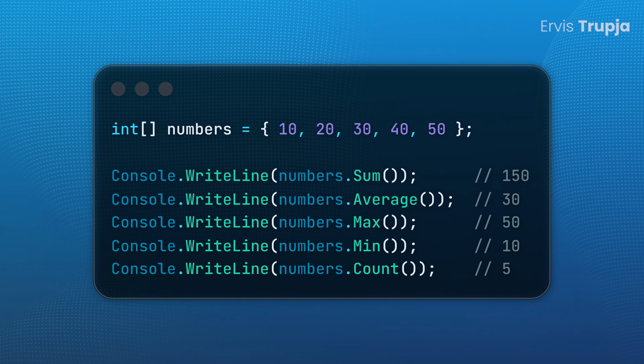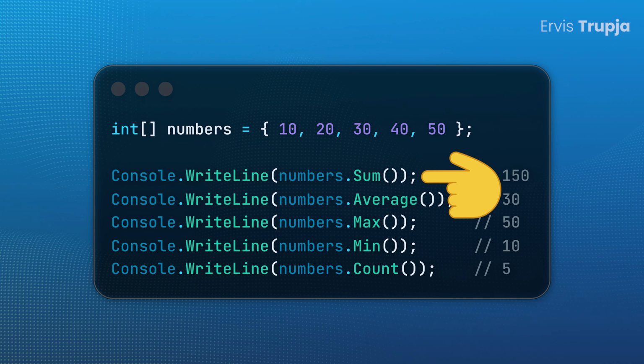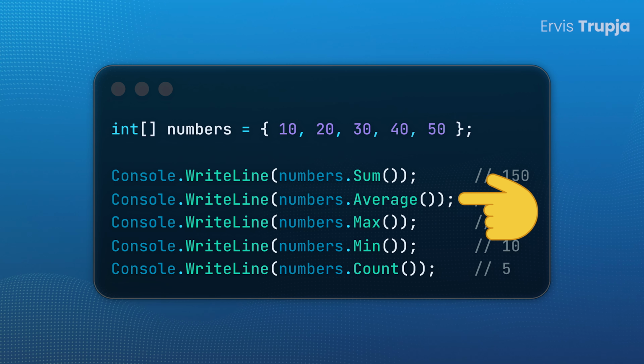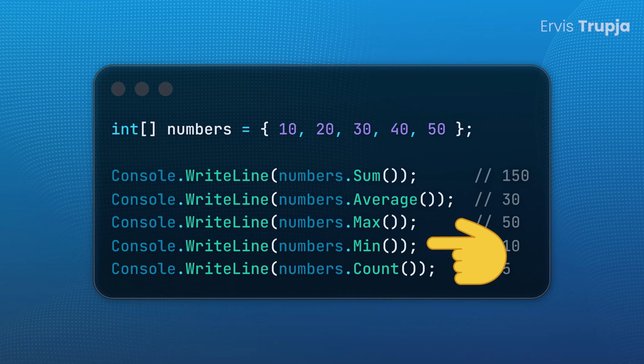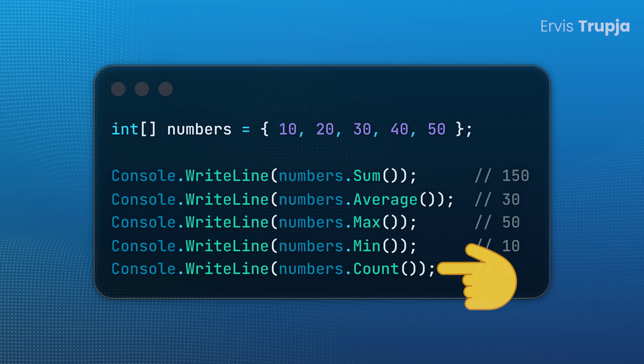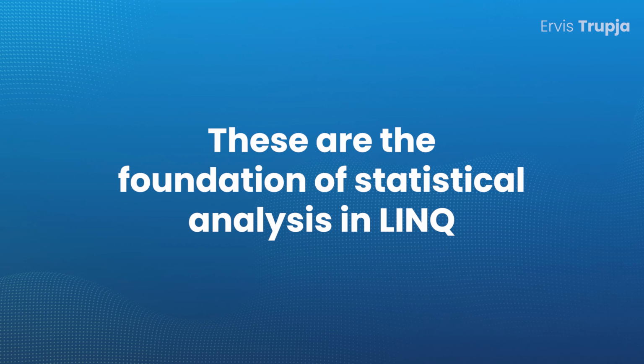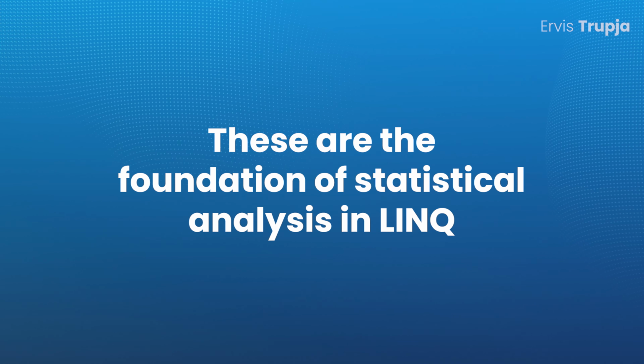The basic aggregates include sum, which adds all numbers together, average for computing the mean, max for finding the highest value, and count for counting elements. These are the foundation of statistical analysis in LINQ.